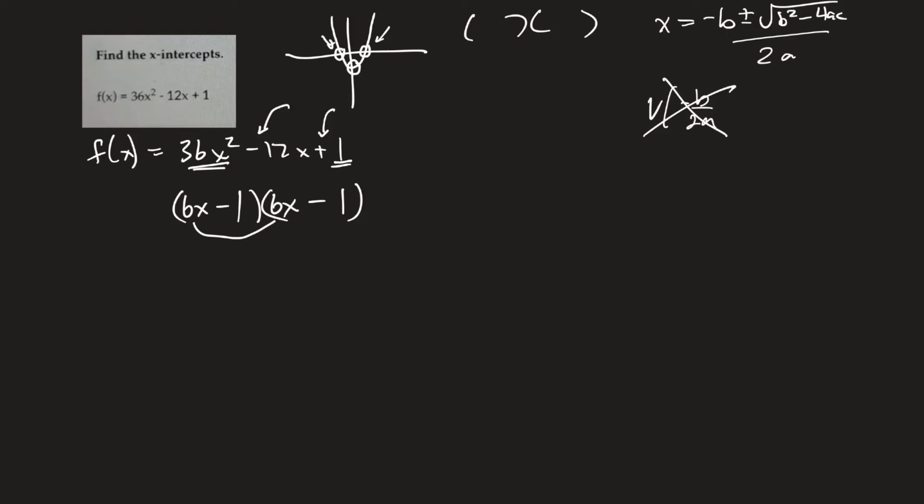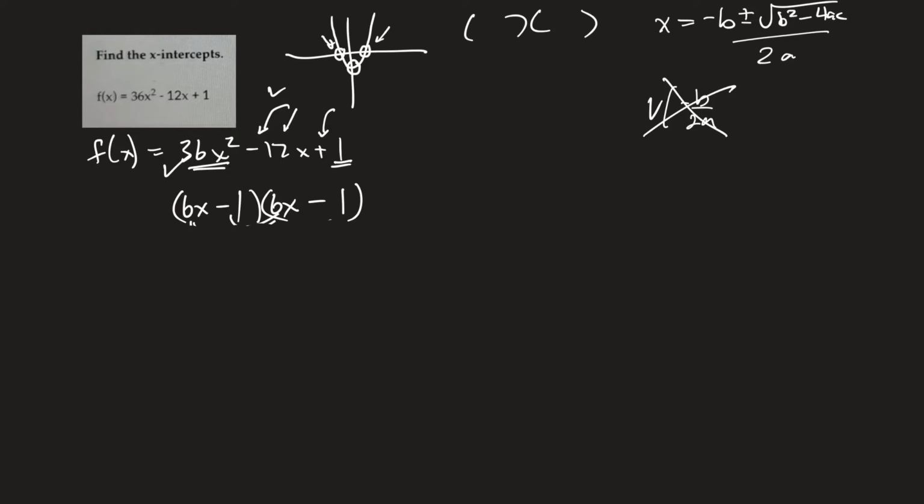6x and 6x, 36x squared. 6x times a minus 1 is a minus 6x. Minus 1 times a 6x is another minus 6x. Together, those give me the minus 12, so that's right. And minus 1 times minus 1 is a plus 1. Therefore, the factoring that I have there is correct.